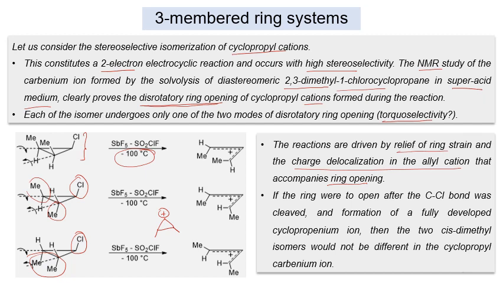In that scenario, the two cis dimethyl isomers would not be different, obviously, because then this becomes a C2 symmetric molecule and this will not give you any selectivity. But that is not the case. What is observed is that these are very different. So this one here and this give very different data in NMR. So if the chlorine was leaving prior to the breaking of this particular bond, then the two systems, system 1 and 3, would not be different in NMR.